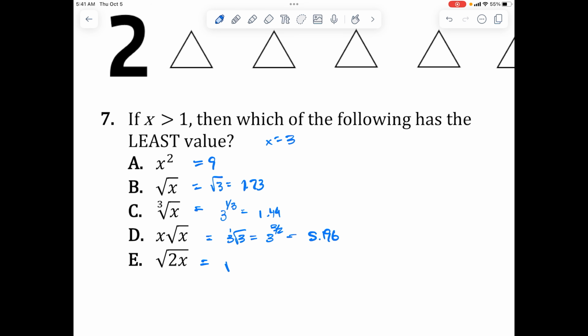Okay, square root of 2 times x is square root of 6. 6 to the half is equal to 2.449. So what's the smallest number? B. Actually, sorry, it's not B. It's C. Right.